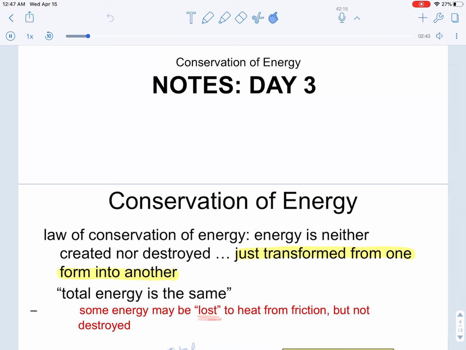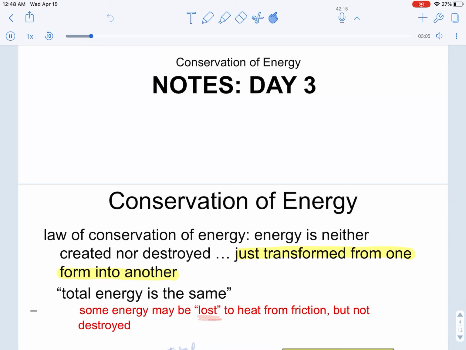So kind of like we did with momentum, where we said that the total amount of energy was the same before and after the collision, when we're talking about conservation of energy, the total amount of energy is the same throughout the object's motion and its changes in position or speed or whatever it is experiencing.